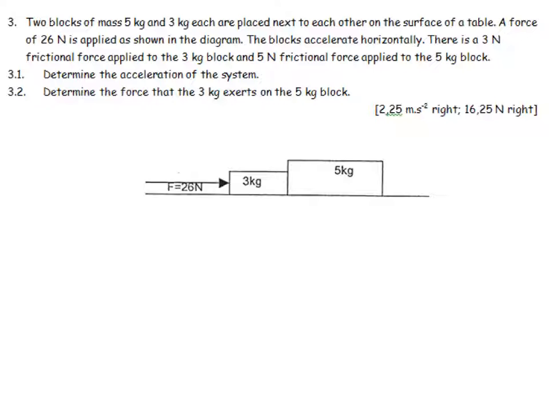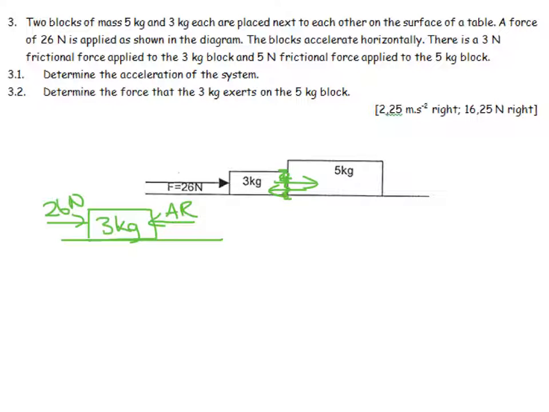Two blocks, 5 kilograms and 3 kilograms, are placed next to each other on the surface of a table. Again, I separate out the blocks. 3 kilograms has got 26 newtons that way, and it is being resisted by the 5 kilogram block. We can call that part of an action-reaction pair. There's always a force over here where the two surfaces are together. Action, reaction of the 3 on the 5 and the 5 on the 3.